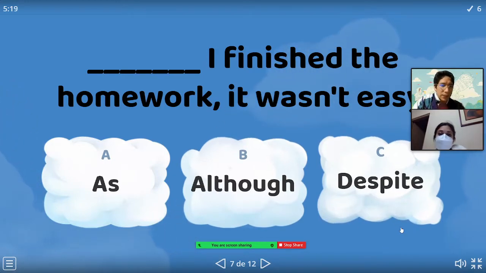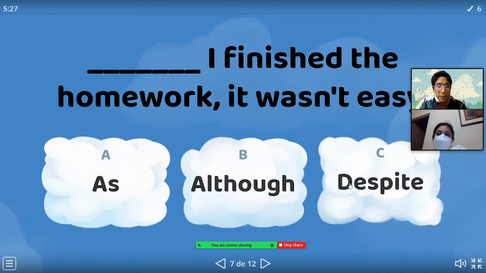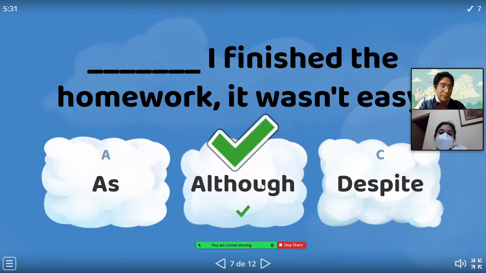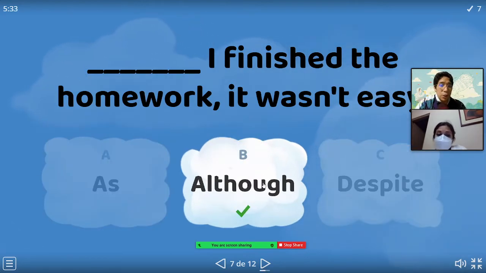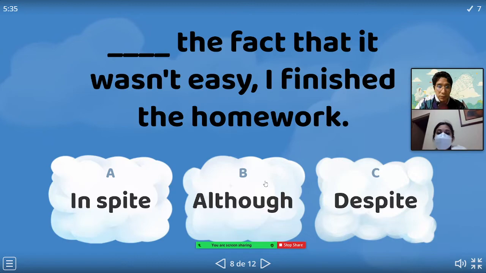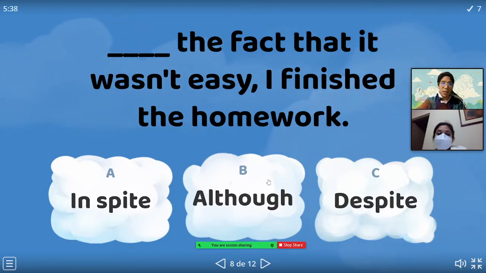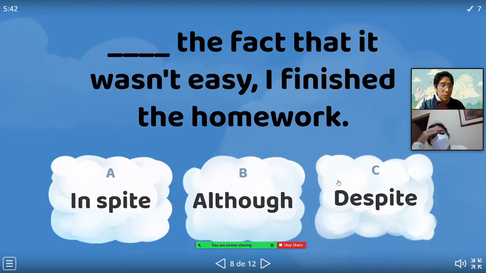A ver, aquí, por ejemplo. No, porque no parece condicional. Although, porque dice, aunque yo terminé la tarea, no estaba fácil. As me parece más condicional. No, as es mientras, ¿ok? So, you were studying as I was speaking. Tú estabas estudiando mientras yo hablaba. Es como un while. Y el último, para terminar, the fact that it wasn't easy to finish the homework.